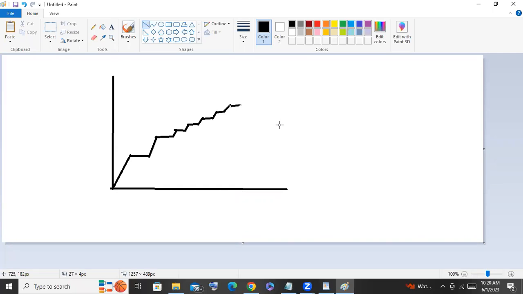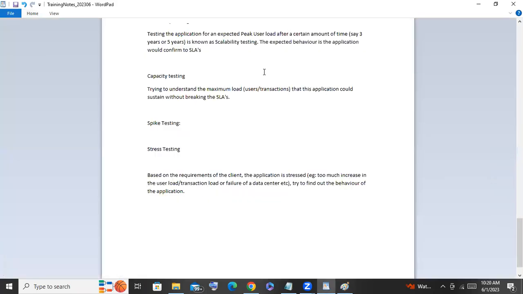But that is only one of the types of stress testing. Just like performance testing, there are different types of stress testing. The two examples that I have given over here are, one, suddenly the users increase or the transactions increase, and another one is server failure. But there can be different combinations of this. There can be different types of stress that could happen.